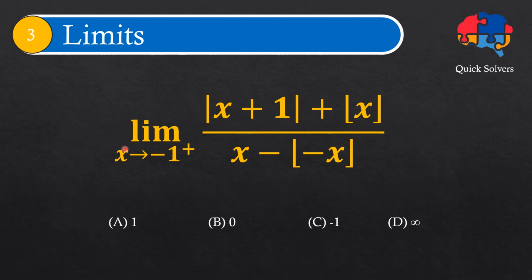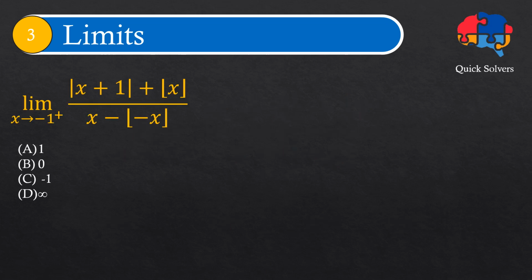Here we want to find this right-hand limit where x approaches -1 from the right for this function, where we have the absolute value of x plus 1 plus floor of x, over x minus floor of minus x. So we have a floor function here, a floor function here, and the absolute value here. So let's see how we can solve this. I focus on simplifying this, and then this, and then this. If we can do so, I think we are done for this particular question. So let's see how we can find the value of these three functions.